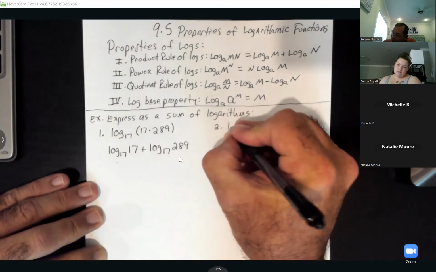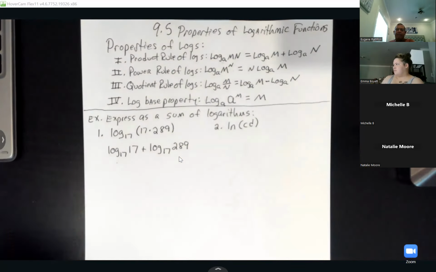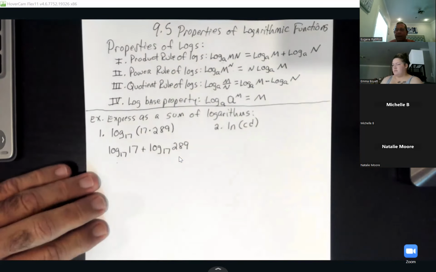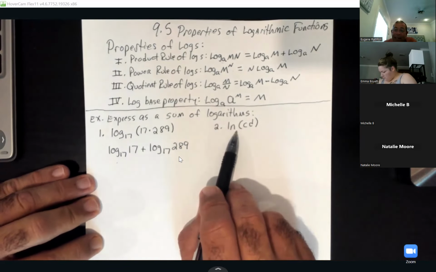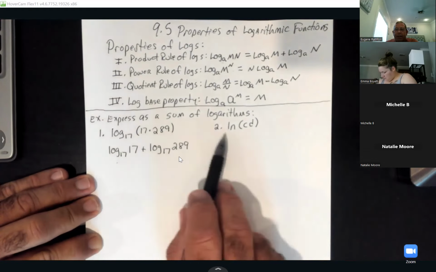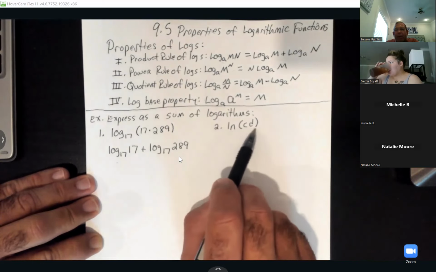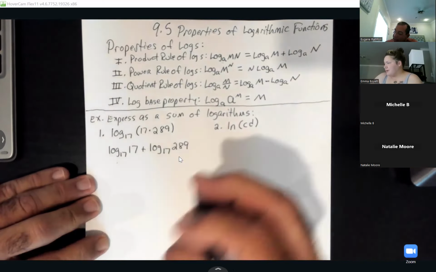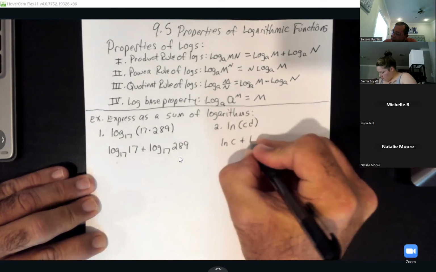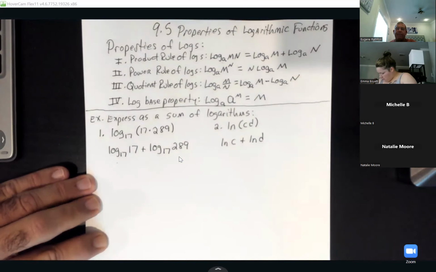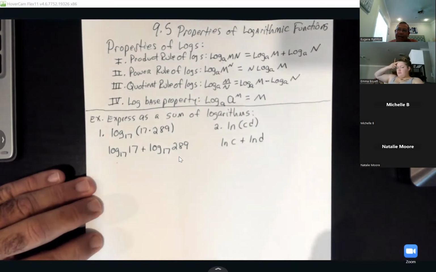Now look at this one. They got an ln of C times D. So, remember, ln is just a log base E, but they're just getting you used to the different logs on this one. All we're going to do is distribute that ln to both factors, and in the middle, put a big plus again. So we're going to get an ln of our C plus the ln of our D. So that's not too bad. You're just writing it as adding, okay?